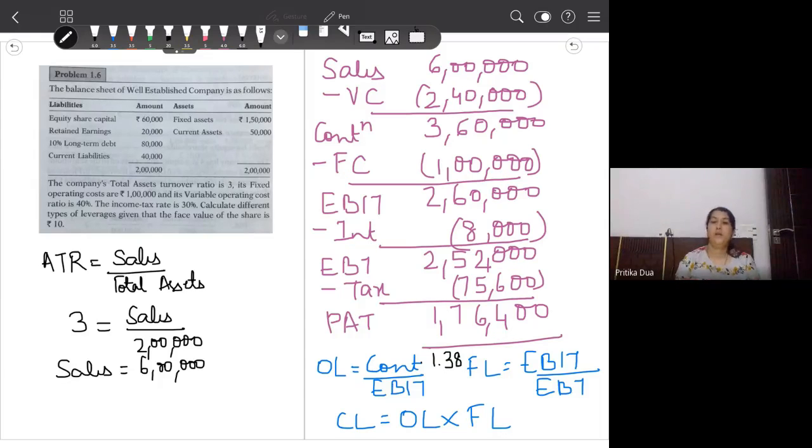Okay, 1.385, yes, and this is 1.03, 1.428. Okay, so if you are given a question like this, this is how you proceed to solve the income statement and then the types of leverage. So I hope all of you are getting the same answer. Okay, we move to the next question.